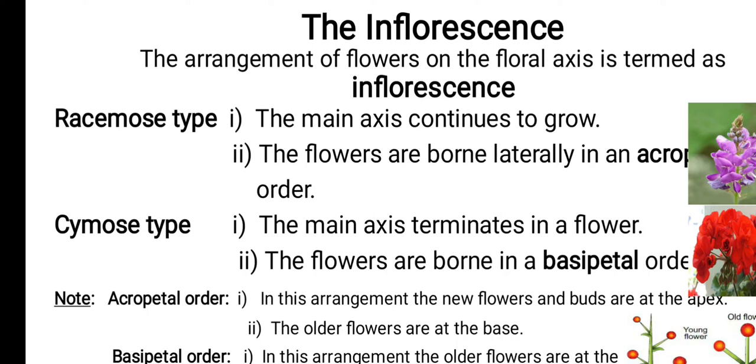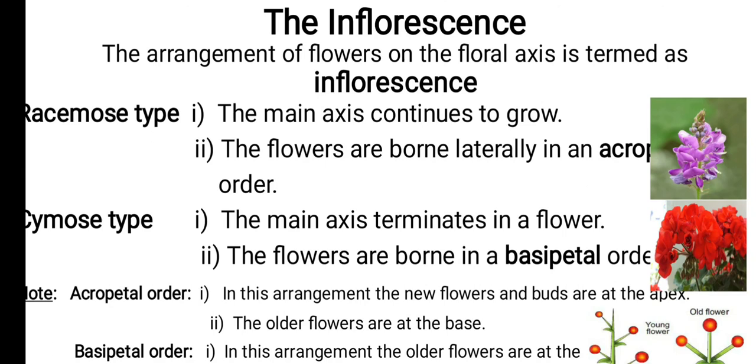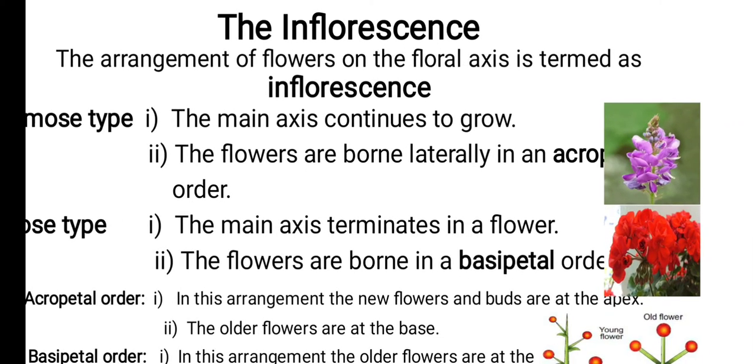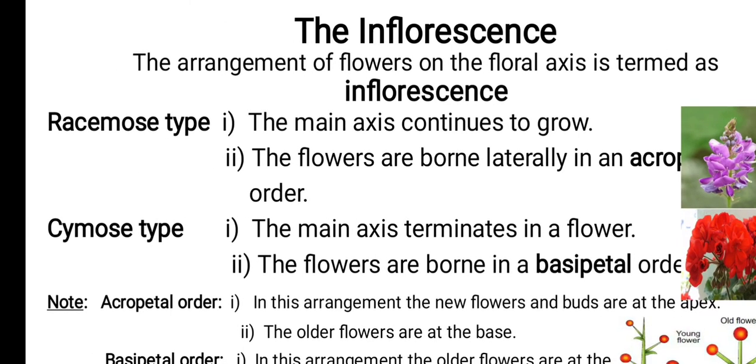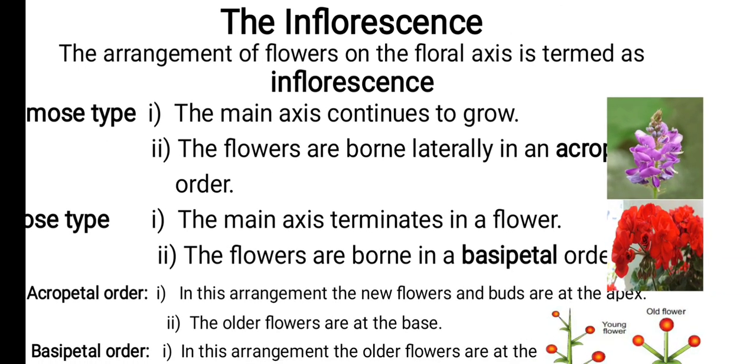What are the characteristics of racemose type? The main axis continues to grow from which the florets, I mean the small flowers, come out. Second characteristic is the flowers are born laterally in an acropetal order. So in the case of a racemose type inflorescence, the flowers are born laterally in an acropetal order. What is meant by acropetal order? Let us discuss it later.